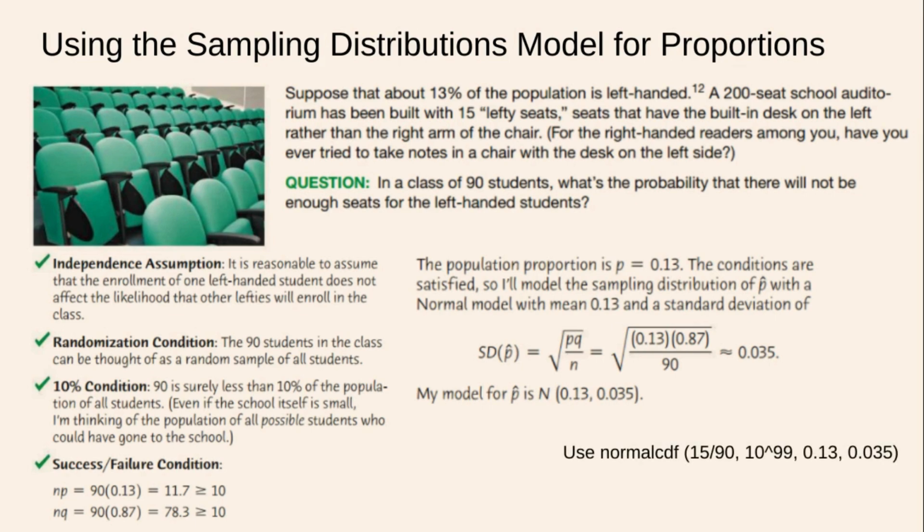We're going to use normal CDF, and we have our mean of 13%, our standard deviation, which we found, but what's going on over here? Now, remember, there are 15 lefty seats and there are 90 students. In the case that we don't have enough lefty seats, this would be our lower limit, 15 out of 90, and there would be no upper limit. We'd be going far up the right tail of the bell curve. This lower and upper limit, or lack thereof for the upper limit, gives us the likelihood that we don't have enough lefty seats.